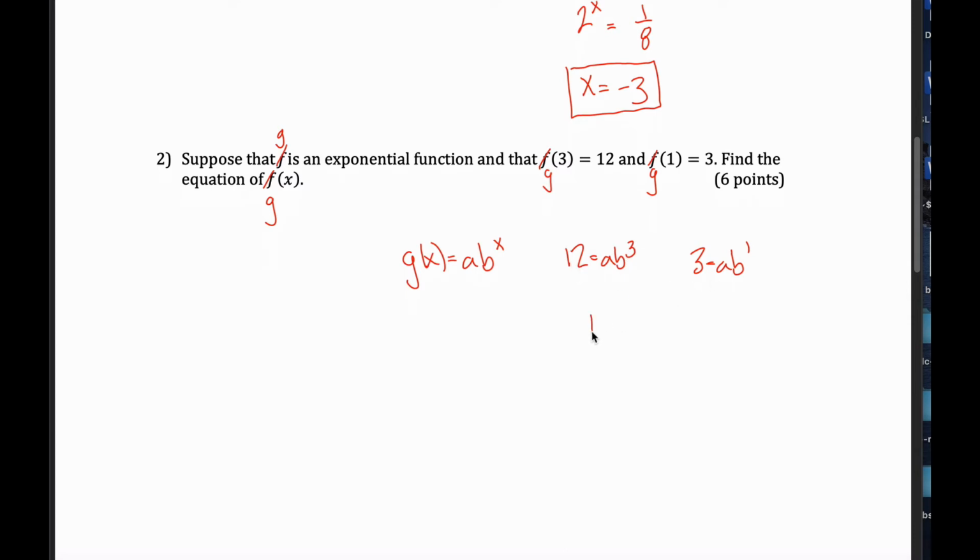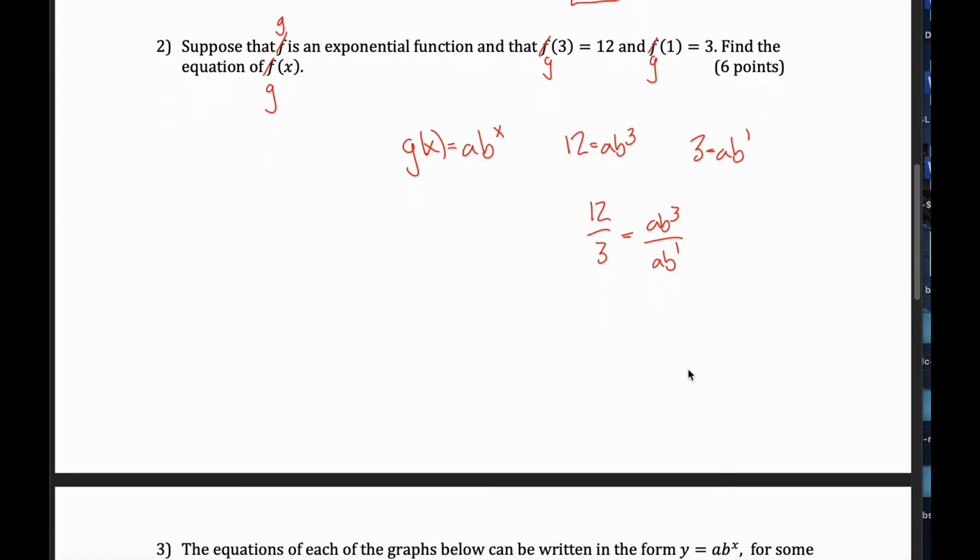So 12 divided by 3 is equal to ab cubed over ab to the first power. The algebra will work out a little bit nicer for you. 12 thirds is just equal to 4. Over here, the a's cancel out, so I'm left with b cubed over b to the first power. And an exponent rule allows me to rewrite this as b raised to the 3 minus 1 power, in other words, the second power. So 4 is b squared, and that tells me that b equals 2, technically plus or minus 2, but b is assumed to be a positive number.